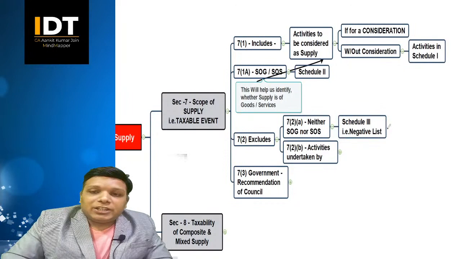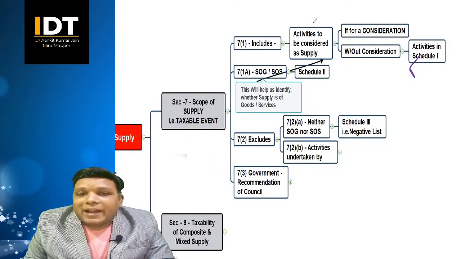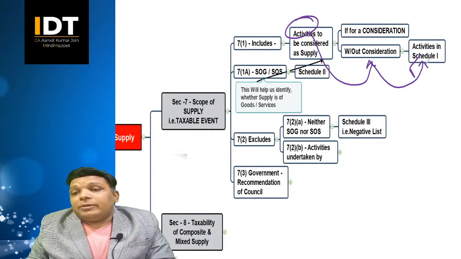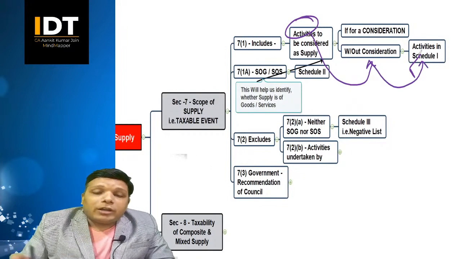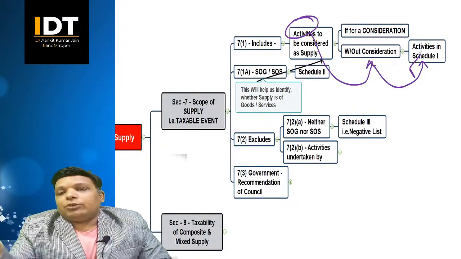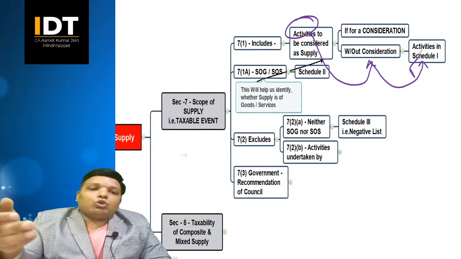So we have seen 3 schedules. Schedule number 1 talks about the supply, that is, the activities for which no consideration has been charged, whether that will be included in the concept of supply or not is given under schedule number 1. If that activity is falling in schedule number 1 and if it is without consideration, then it will fall under the scope of supply.